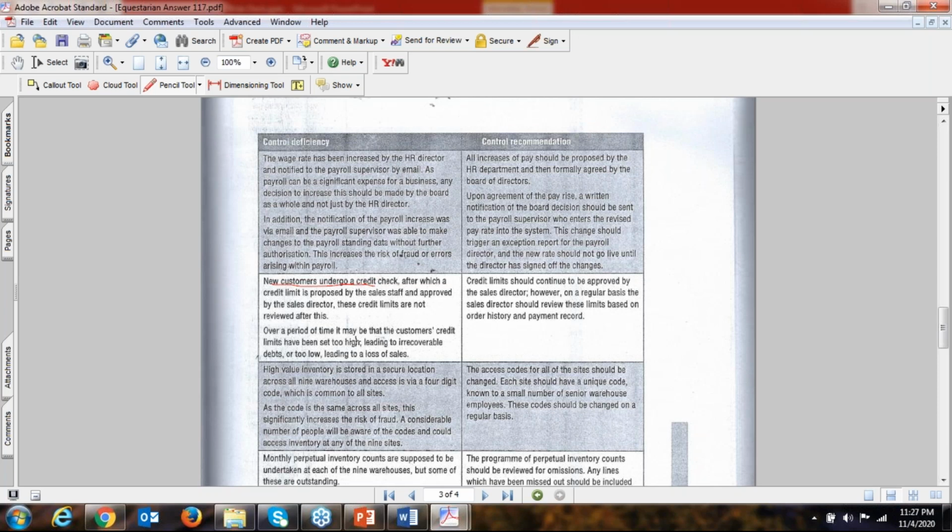Over a period of time, it may be that the customer's credit limits have been set too high. This is why it is a deficiency, leading to irrecoverable debts, or too low, leading to a loss of sales. So this is the impact. So you need to mention three things in the deficiency. One thing is what is the deficiency, why it is a deficiency, and its impact.